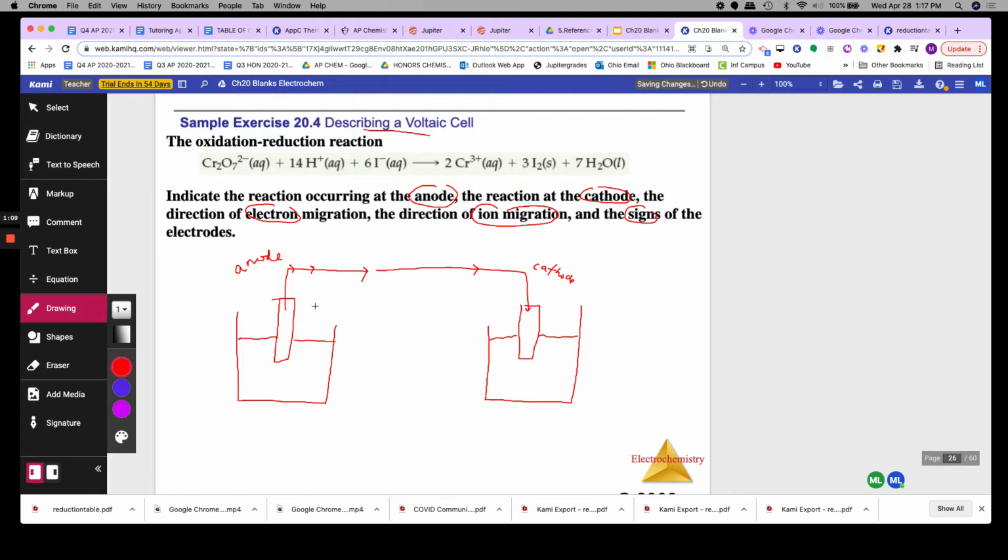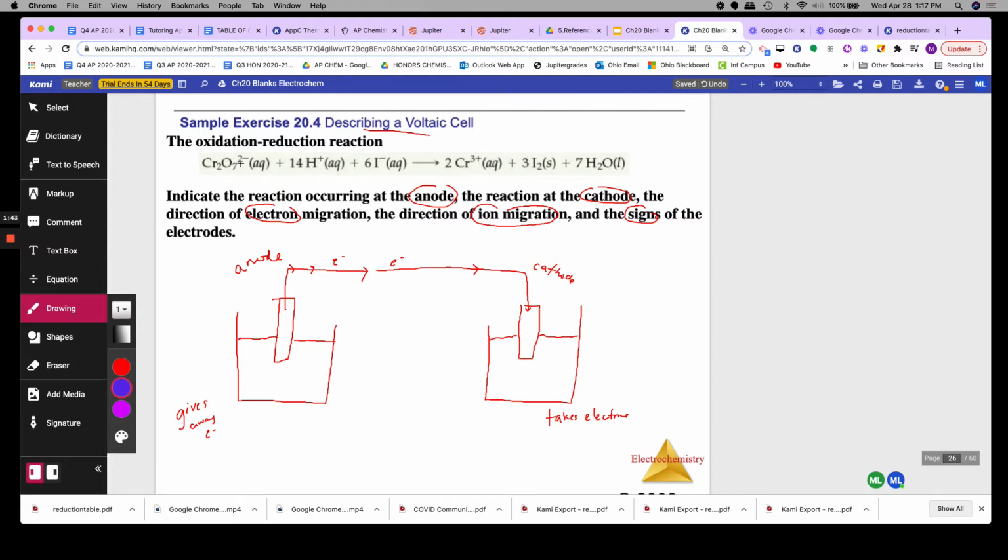So now I'm going to look at my chemicals. What do I have here? Over here, you need something that will give away electrons. In the other beaker, you want something that takes the electrons. Okay, so let's look at our chemicals. We need something that gives away electrons.